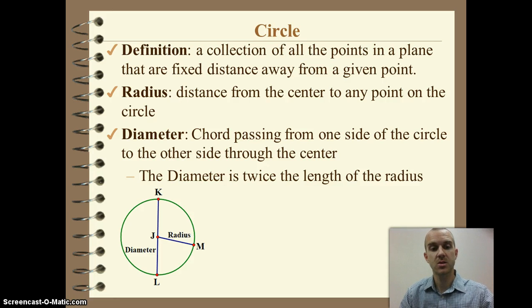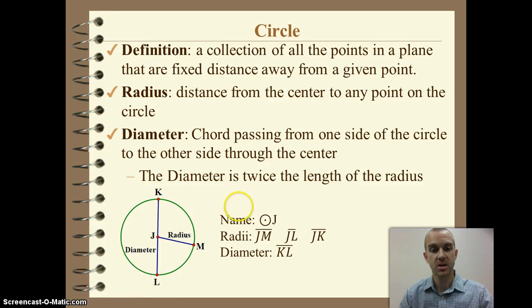So if we look at this circle down here, we would name it by the center, so we would call it circle J. If we look at the radii, it's every segment coming from the center to the edge. So we've got segment JK, segment JM, and segment JL. All are radii, and they are all the same length because of that fixed distance. We also have one diameter in this image, which is segment KL.